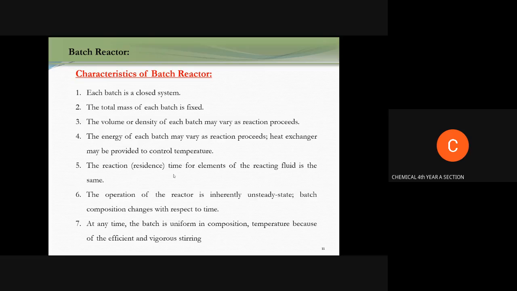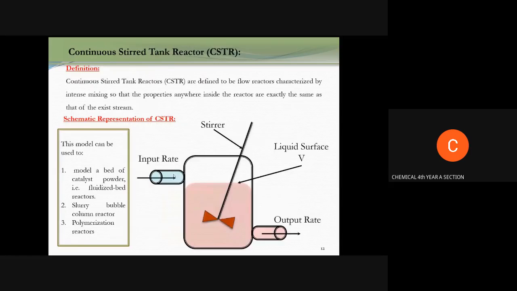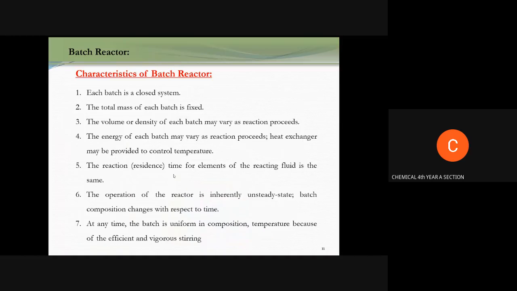At any time, the batch is uniform in composition and temperature because of the efficient stirring. You can see in the reactor diagram that a stirrer is used. What is the purpose of the stirrer? Look at the seventh one: in the batch process, there is complete mixing of composition and temperature because of the efficient stirring. So we are going to consider the major terms.